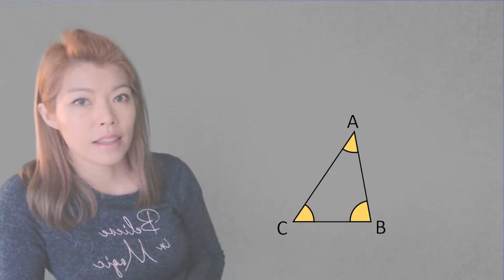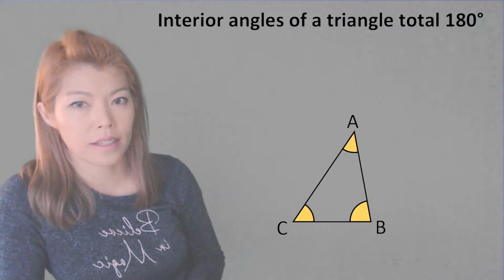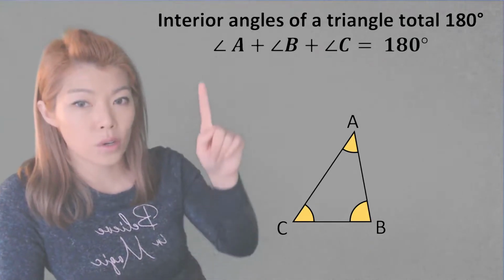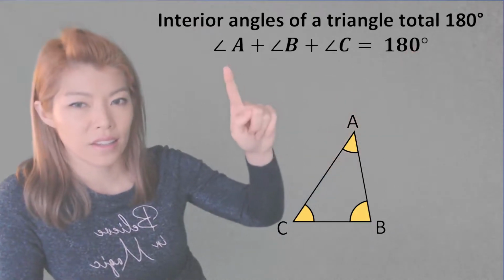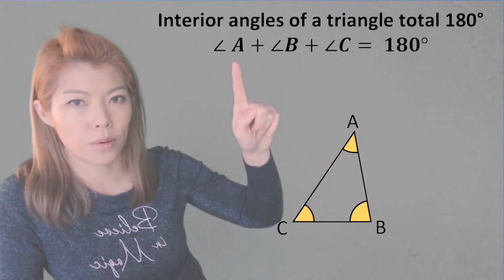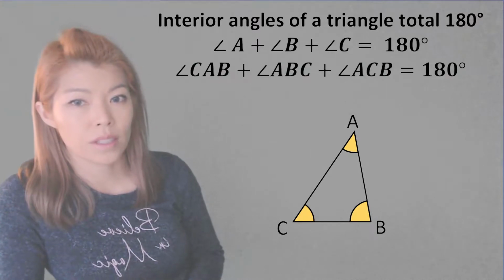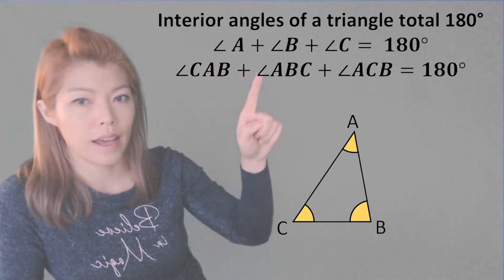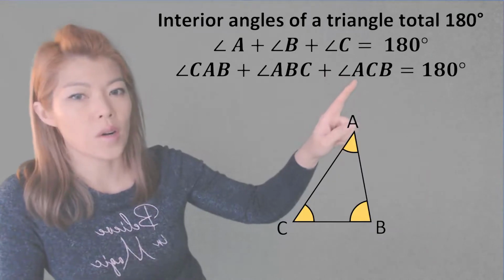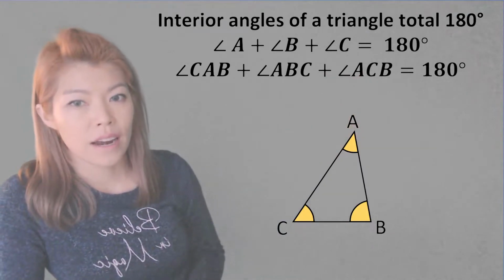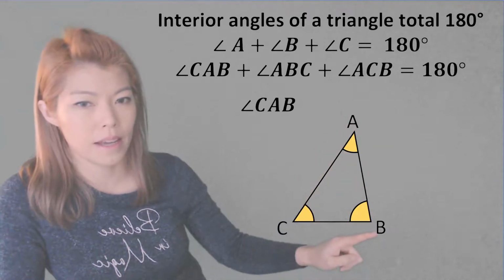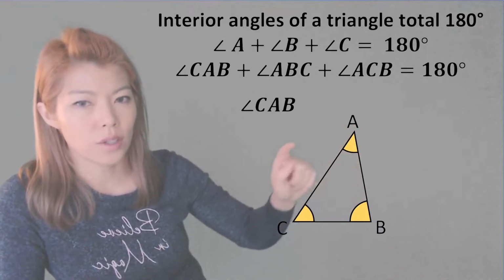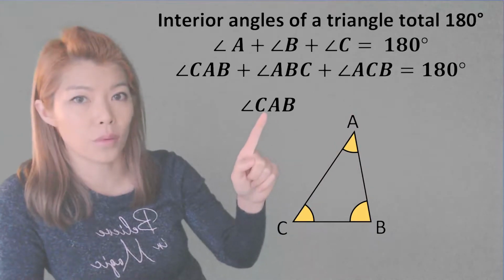Now you might see this summarized in textbooks as the interior angles of triangles adding up to 180, as angle A plus angle B plus angle C equals 180. So they use this angle symbol here. More accurately, you'll see that it's angle CAB, angle ABC, and angle ACB. To clarify, angle CAB means this angle here. So the middle letter is the angle that we're talking about.